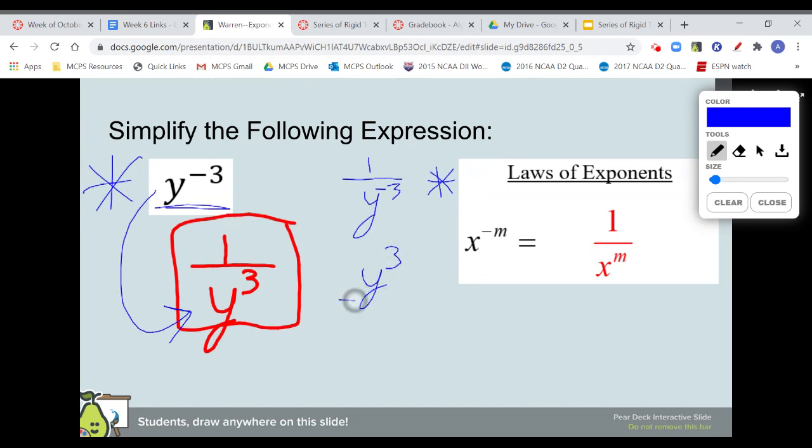Okay, and you could say y to the third over 1, but y to the third over 1 is the same as y to the third. So that's just to show you that with a negative exponent, you take it to whichever part of the fraction it's not in, and then you make the exponent positive.